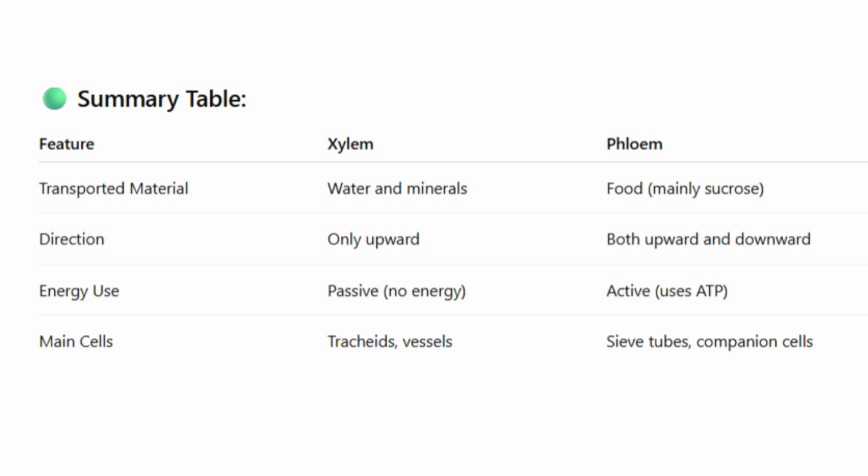Summary table. Features: xylem, phloem. Transported material: water and minerals; food, mainly sucrose. Direction: only upward; both upward and downward. Energy use: passive, no energy; active, uses ATP. Main cells: tracheids, vessels; sieve tubes, companion cells.